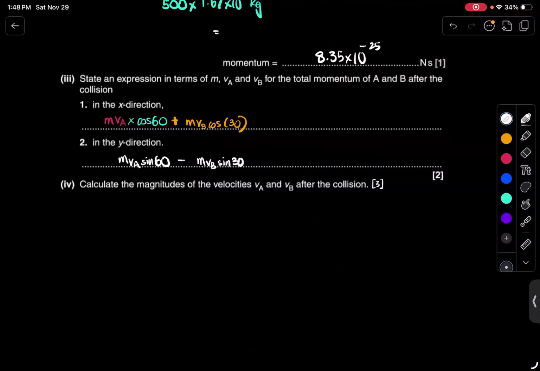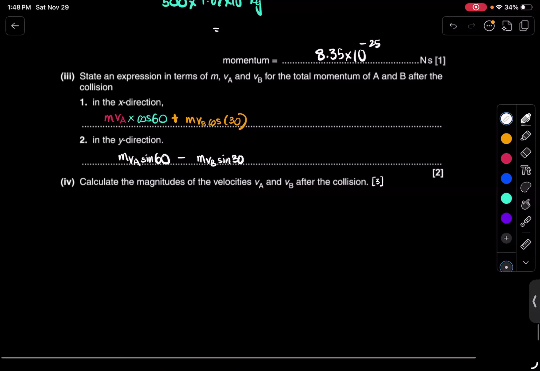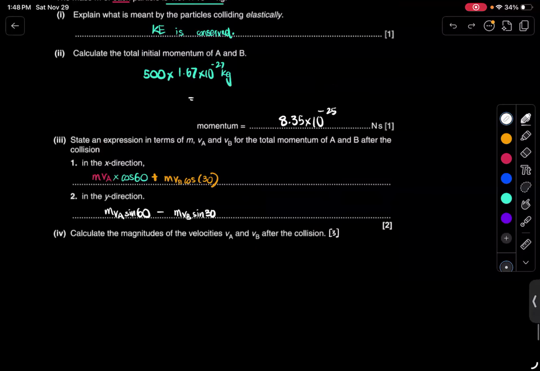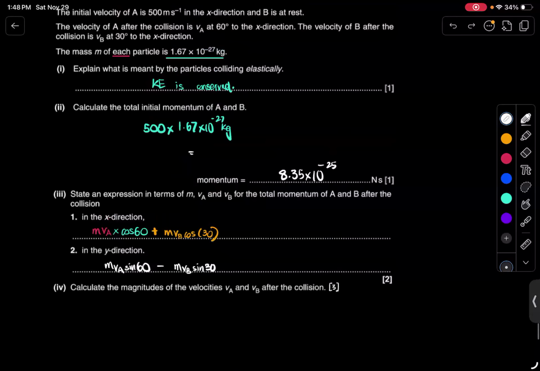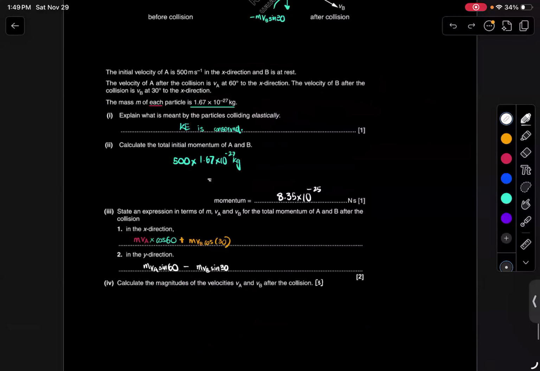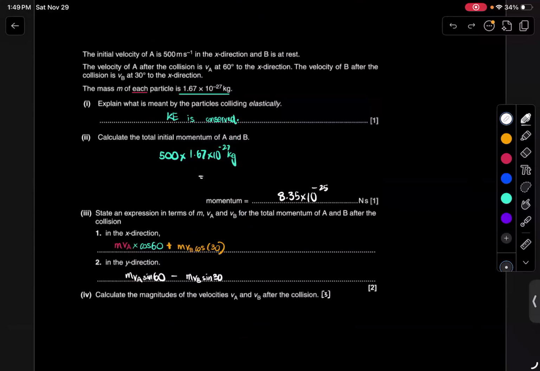Okay. Now, calculate the magnitudes of the velocity VA and VB after the collision. Okay, I'm going to leave this question to you. You have all the information. You have the velocities. Now try to consider what are the magnitudes of VA and VB. Hint is both have the same mass and it's worth 3 marks. Okay, I'll give you like 5 minutes to solve this.